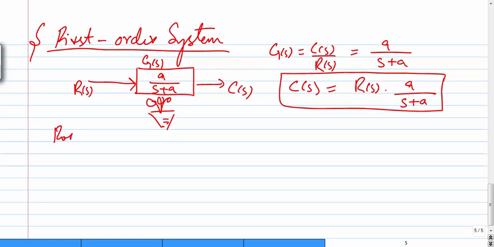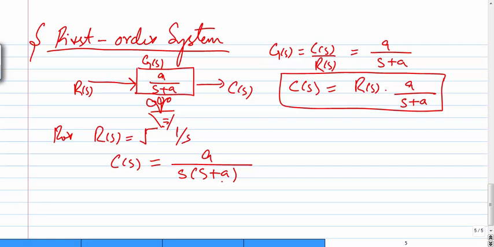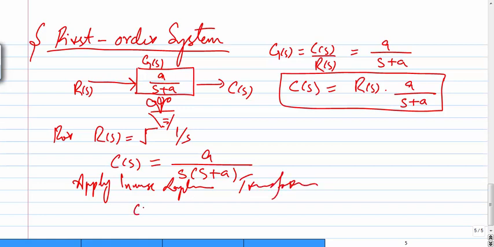So for step input, R of s is equal to 1 over s in Laplace. So C of s becomes A divided by s times s plus A. When we apply the inverse Laplace, C of t becomes 1 minus exponential minus at. So it has two parts: one is the forced response, plus you have a natural response of the system.